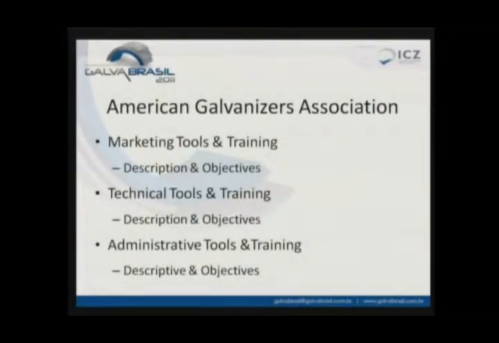So there are three portions in the first part. First of all, the tools for marketing and training that the American Galvanizers has. Second, the technical tools and training. And third, the administration tools and training. And really these are the tools to operate the galvanizing company as a business. Some of the business things for administration of a galvanizing company.